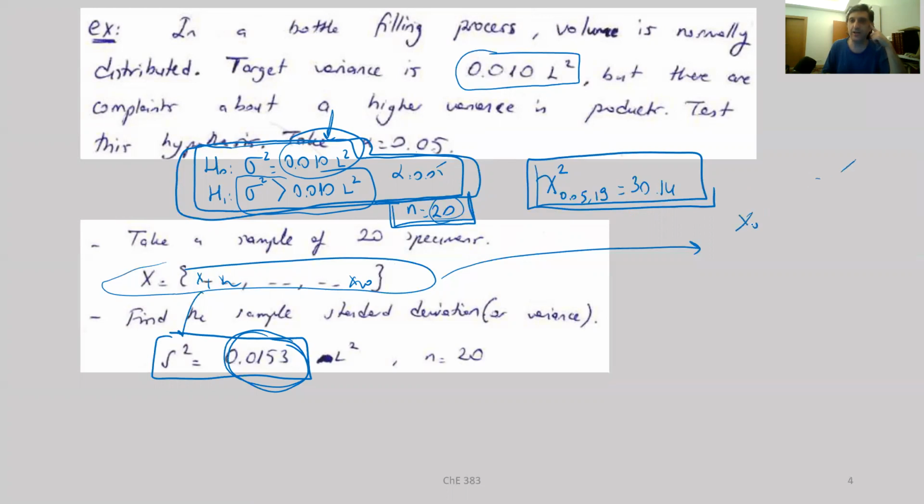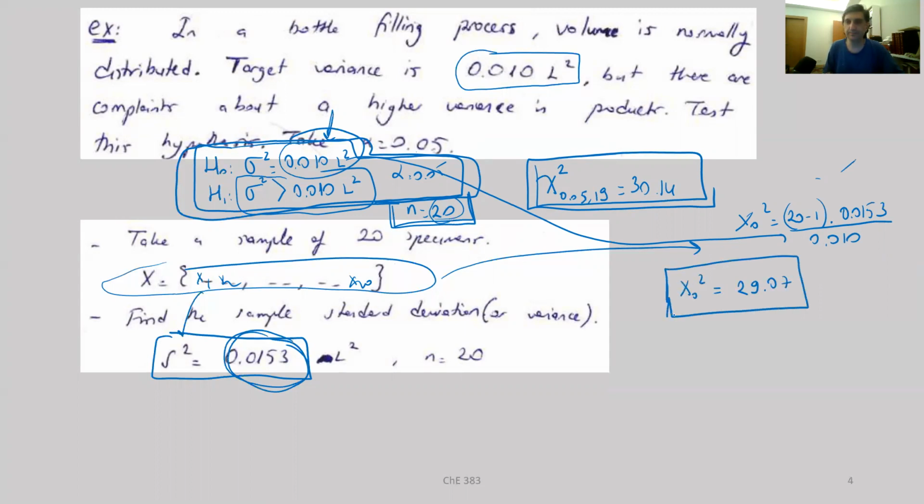So our X square value here, this is the test statistic, is going to be equal to 20 minus 1 multiplied by 0.0153 divided by the hypothesized value, 0.010. So if we do this calculation, the result is 29.07. So now comes the comparison. X0, which is 29.07, is this greater than the upper critical value that we have determined at the given significance level? As you can see, this is not the case.